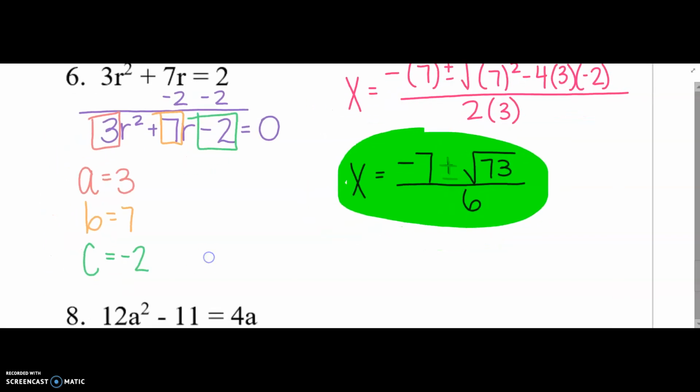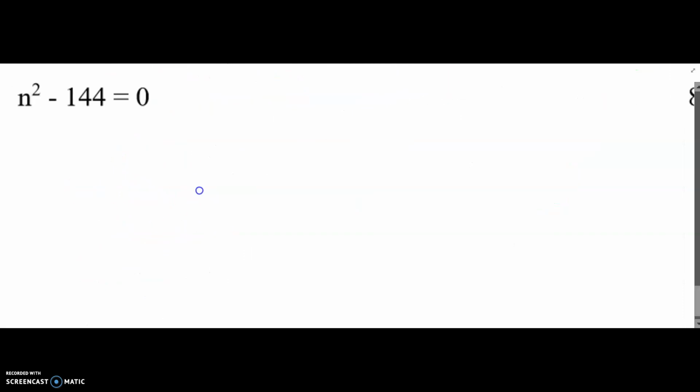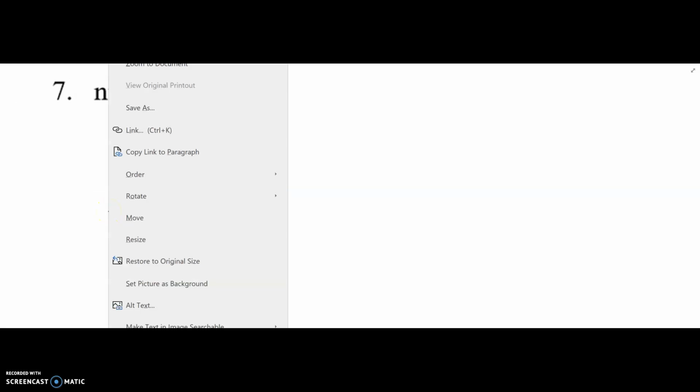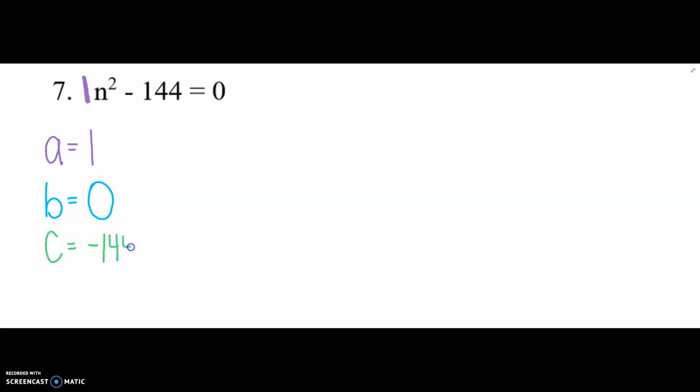All right, now we're going to move to number 7. We don't have to reorder anything here. However, you see that we do not have a B term. So if I were to list out all my terms, I would have A. And A is going to be that invisible number in front of n squared, which is 1. I don't have a B term, so if I don't have one, it's 0. And my C is negative 144.